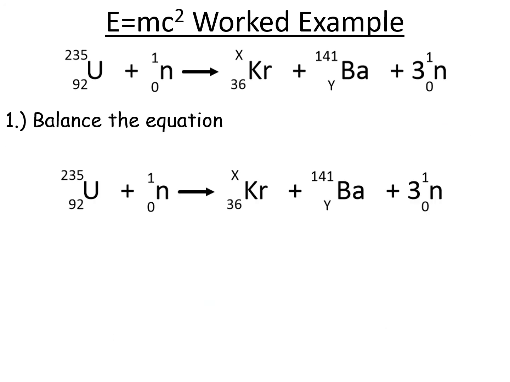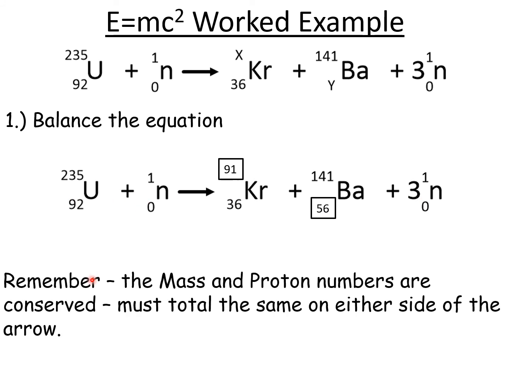So the first one, to balance the equation, I hope you can do that because it's simply adding your numbers on the right-hand side and making sure they're equal to the left-hand side. The one trick to this equation, though, is notice there are 3 neutrons, so you've got to multiply that 1 by 3. So the answer for this one is 91 and 56. And to check it's correct, remember, if you add the sum of these, they must equal the sum of these. And if you add the sum of these, they must equal the sum of these. Remember, the mass and proton numbers are conserved, must look the same on either side of the arrow.